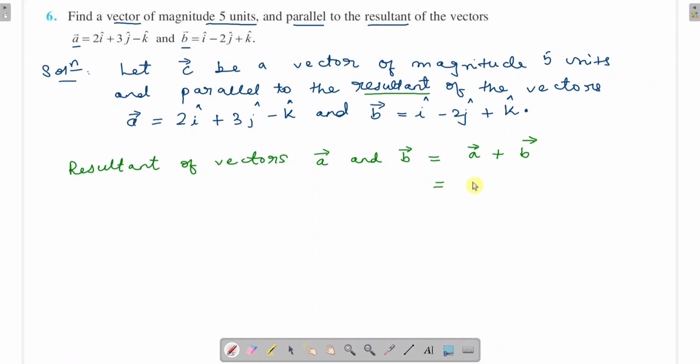So this will be equal to 2i cap plus 3j cap minus k cap plus i cap minus 2j cap plus k cap. So this will be equal to 2i cap plus i cap will be 3i cap, then plus 3j cap minus 2j cap will be plus j cap, and minus k cap plus k cap will be 0 k cap.